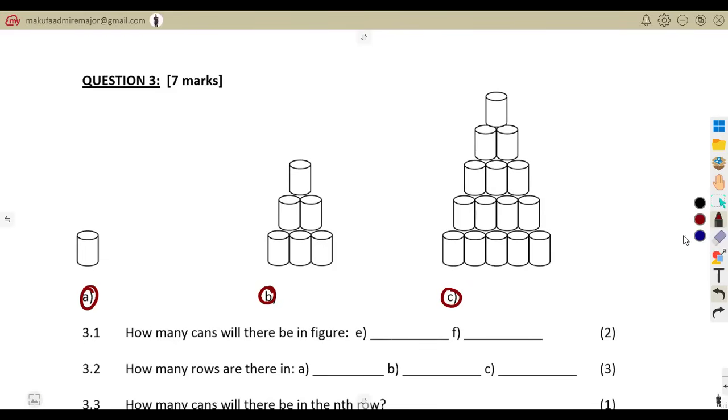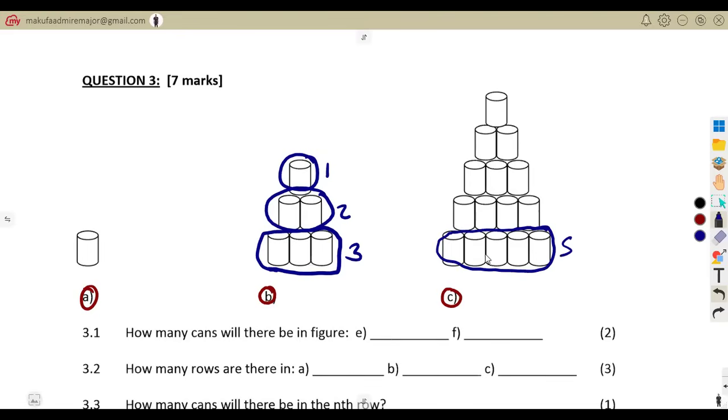So if we consider what is happening here, there is one can, okay? Then we move on here on the base. There are 3 cans that we see, and they reduce. They reduce to what? To 2. They reduce to 1. I want you to see what is happening there. We move on to another one. If we count these cans on the bottom part, we'll see that there are 5. And they are reducing. These ones, there are 4. These ones, there are 3. These ones, there are 2. These ones, 1.